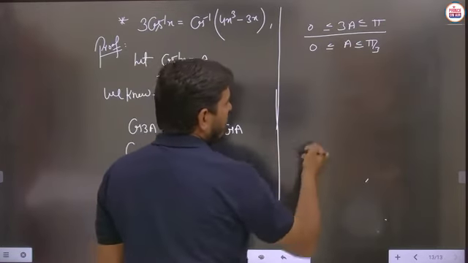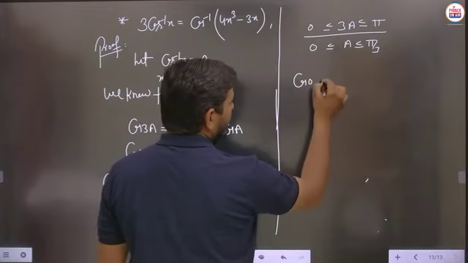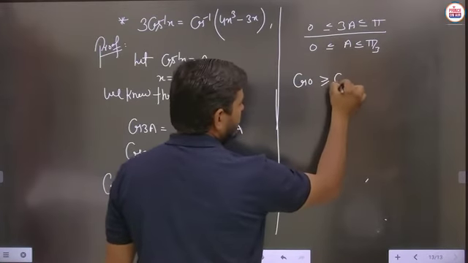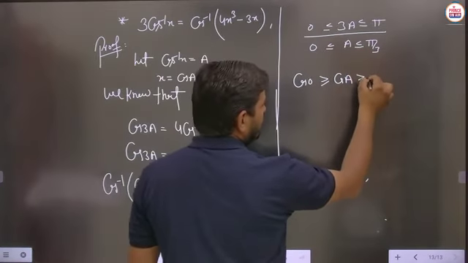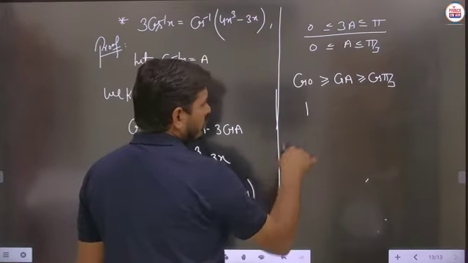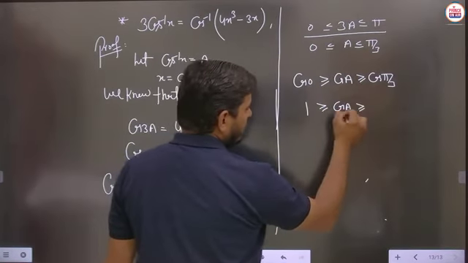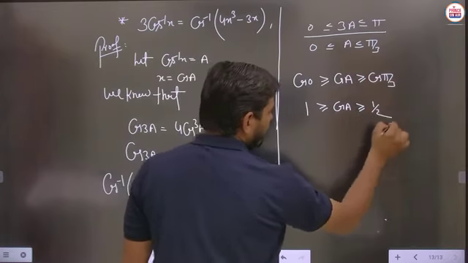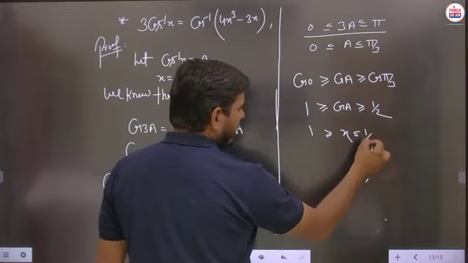Now we have to take the cos function. So cos function is to be taken, then definitely it should be cos 0. Here the sign of inequality will change, here the cos a, and here cos pi by 3. So cos 0 is what? 1. So this is cos a, and here cos pi by 3 is 1 by 2, and cos a is what? X. So x will be taken from 1 by 2 to 1.